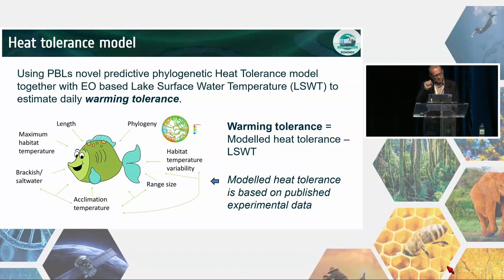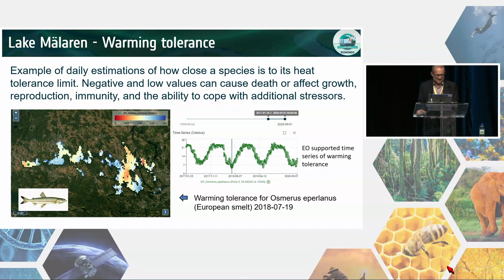This model was based on a lot of published data from field experiments, but they also used phylogenetic blocking cross-validation to calibrate the model. From this heat tolerance model, they measure the lake surface water temperature and derive what is called the warming tolerance of the freshwater species, which describes the current conditions and how close they are to the thermal limits of the species. I hope that I've been clear in the description.